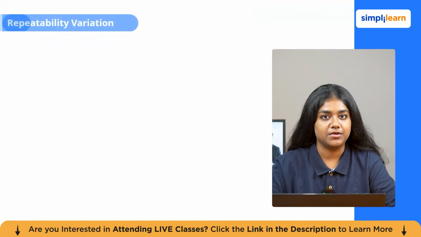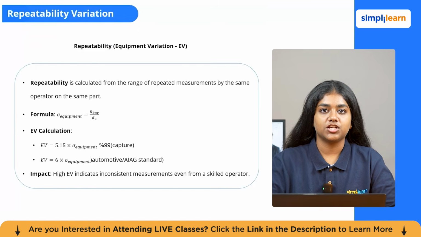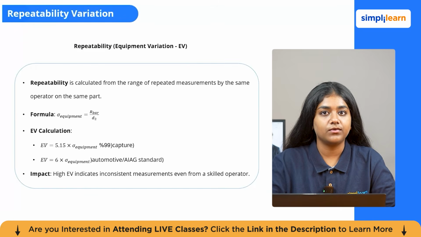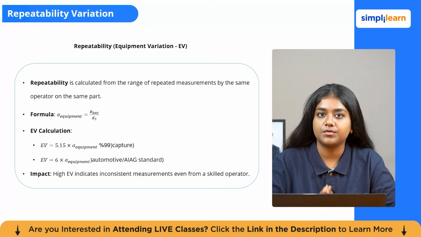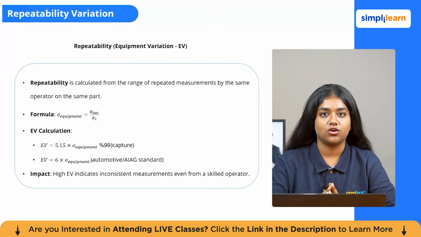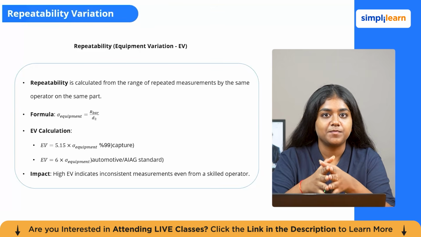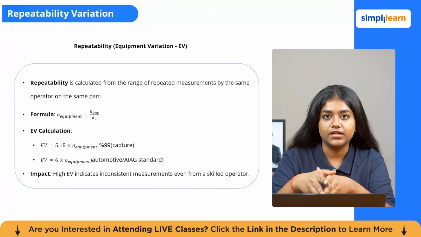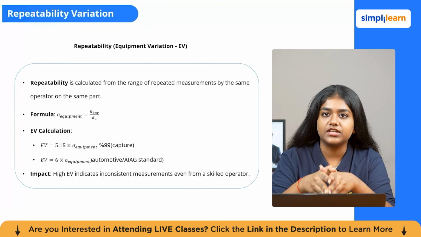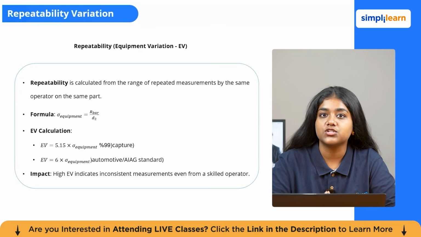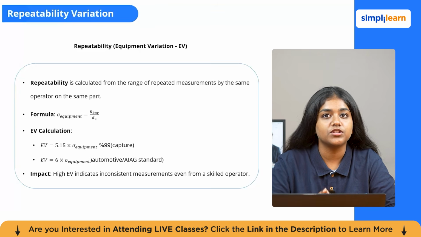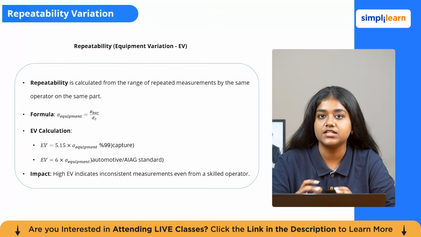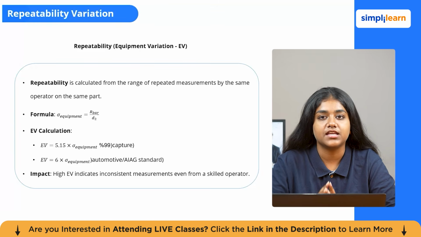Now let's look into repeatability variation. In the average and range method, repeatability or equipment variation is estimated from the ranges of repeated measurements. So here's the logic. If operator A measures part 1 three times and gets 24.98, 25.1 and 25.0, the range of these measurements is 25.01 minus 24.98, that is 0.03 millimeters. That range reflects how much the gauge varied across these measurements of the same part by the same operator.